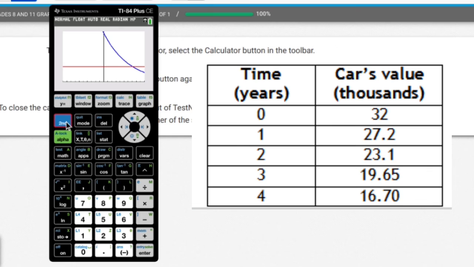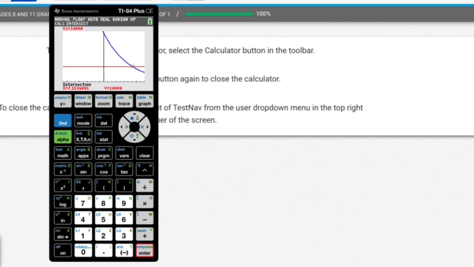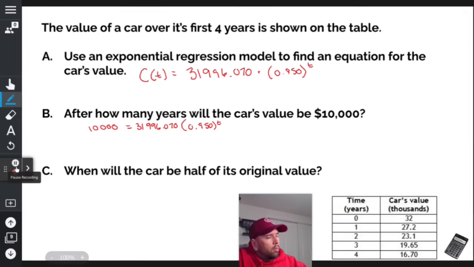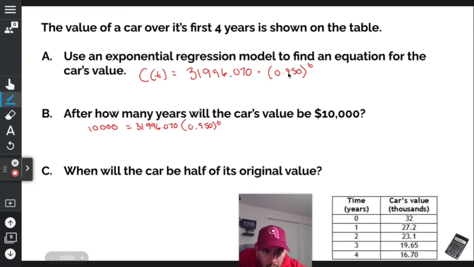So I'm going to hit second, trace, it takes me to calc, and I'm going to go to intersect. The fun thing about intersect is all you have to do is hit enter, enter, enter, boom, boom, boom. And there you have an intersection of 7.1536, so we'll round that accordingly. Before I even move on, I think that is an 8. I think when I drew it out, I made it look like a 9, so maybe I accidentally said it was a 9, but it's an 8. So I'm going to go back and fix that.